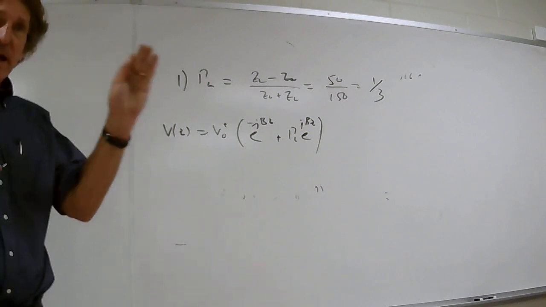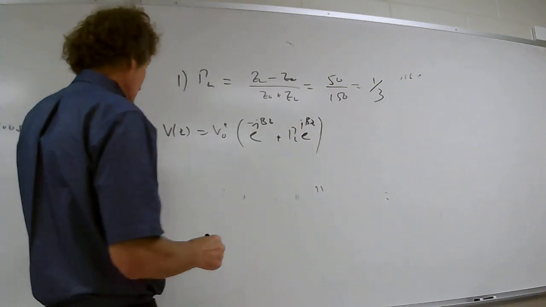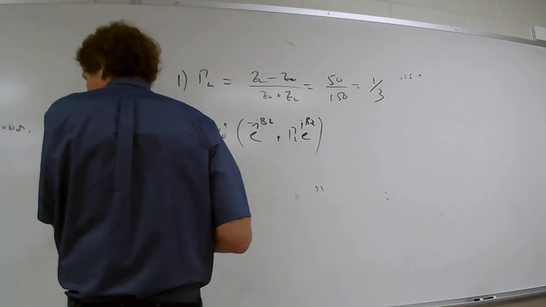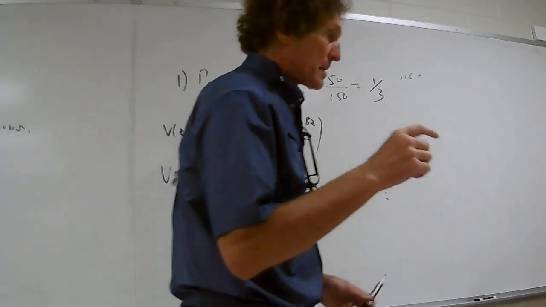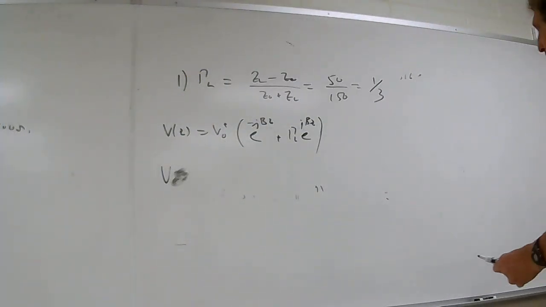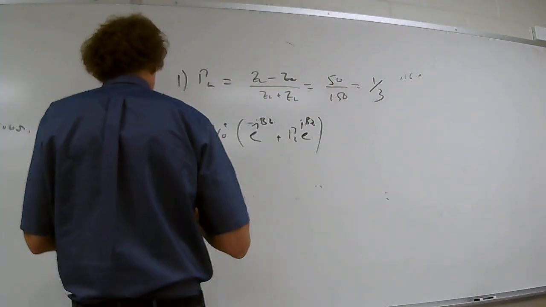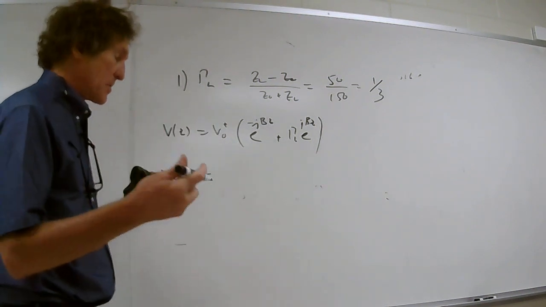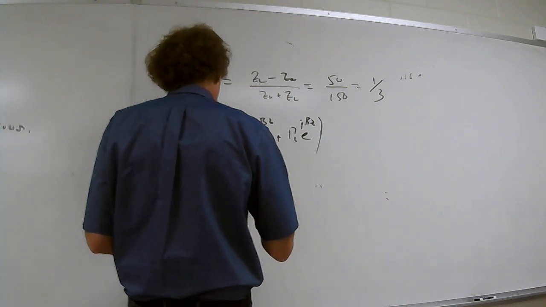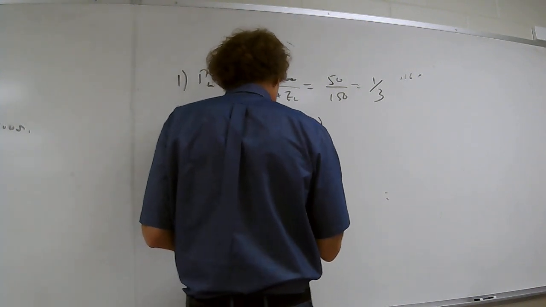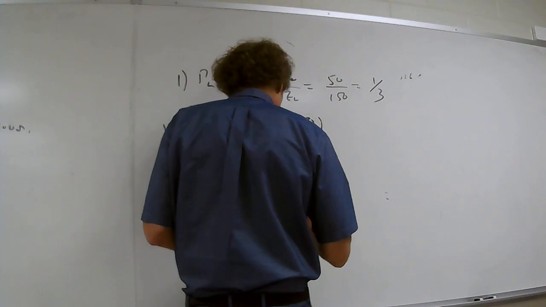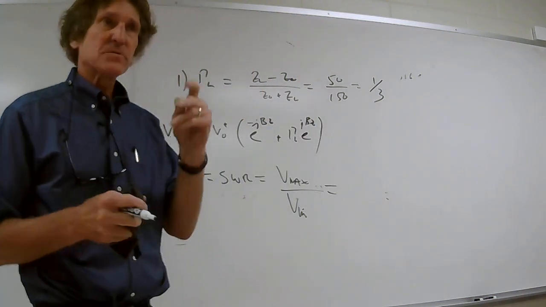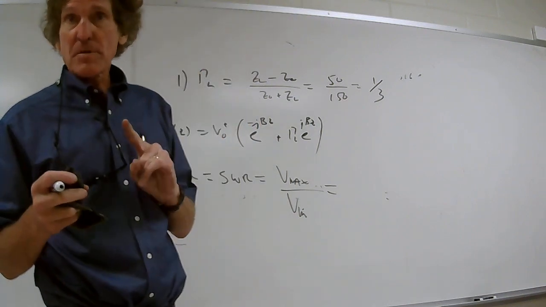The voltage standing wave ratio, oftentimes just called SWR, is going to be Vmax over Vmin. It's always positive. The minimum value it can have is 1, the maximum is infinity. Do y'all remember me talking about this?